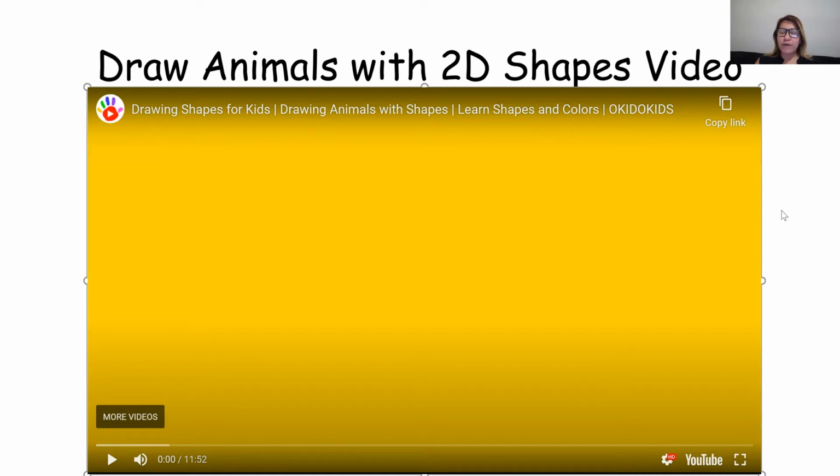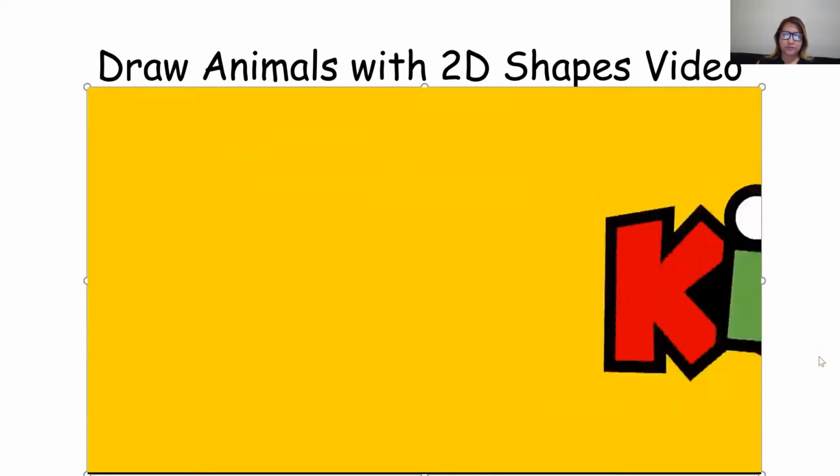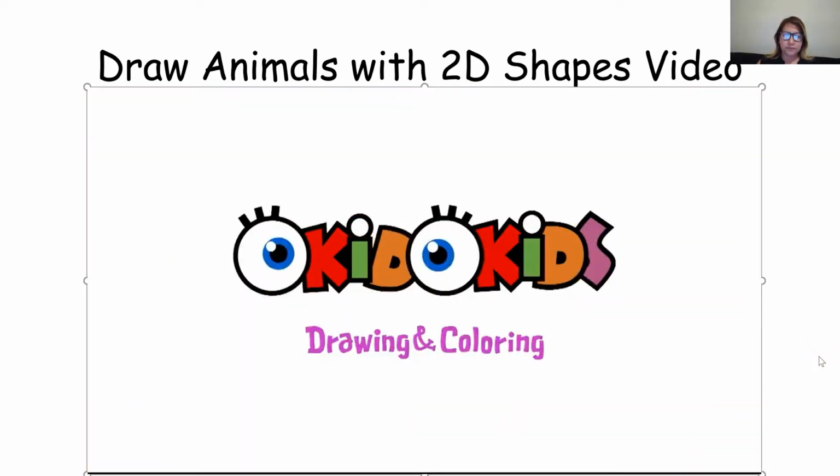So get yourself a pencil, a paper, or a crayon, whatever it is that you have to write with, and get ready to draw 2D animals with shapes, boys and girls. It's so much fun. All right, so let's go ahead and get started now.